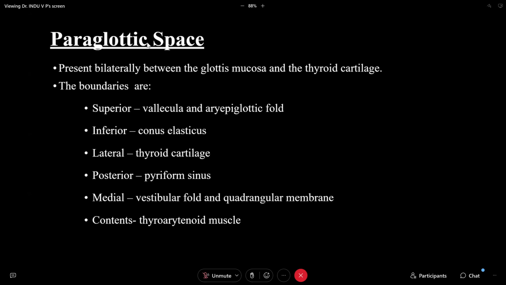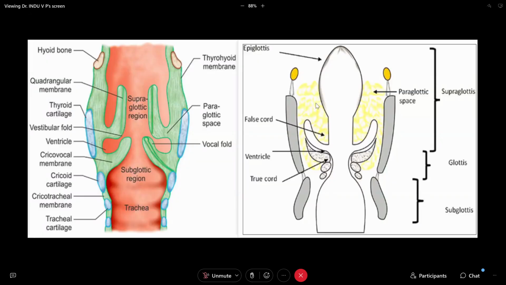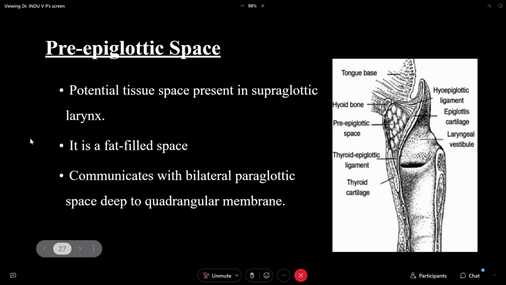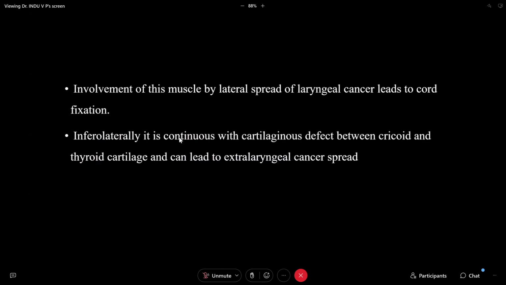Coming to the paraglottic space, it is superiorly limited by the vallecula and aryepiglottic fold, laterally by the thyroid cartilage, medially by the vestibular fold and quadrangular membrane, posteriorly by the piriform sinus, and inferiorly by the conus elasticus. The content of this space is the thyroarytenoid muscle. Involvement of the thyroarytenoid muscle in this region can lead to vocal cord fixation, and involvement of this space can lead to early extralaryngeal spread.